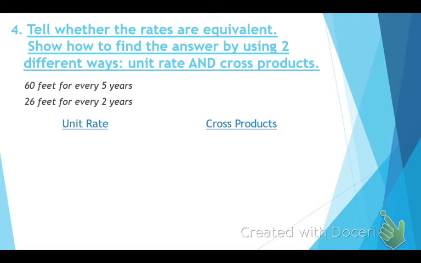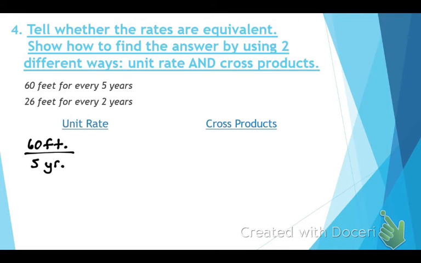Okay, the next one, number 4, says, tell whether the rates are equivalent and show how to find the answer by using 2 different ways, the unit rate and the cross products. So here's what we have, 60 feet for every 5 years. Let's imagine that there's a little tree that's growing, and I tell you, it grows 60 feet every 5 years. And then I say there's another tree that grows 26 feet every 2 years. I want to see if they are growing at the same rate. So the first one, the unit rate, means I don't want to know how much they grow in 5 years. I want to know how much they grow in only 1 year.